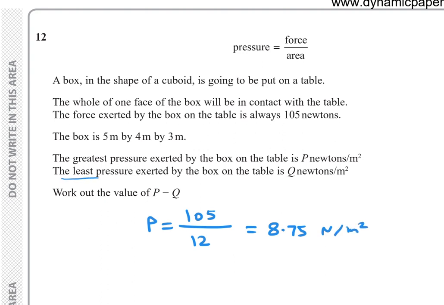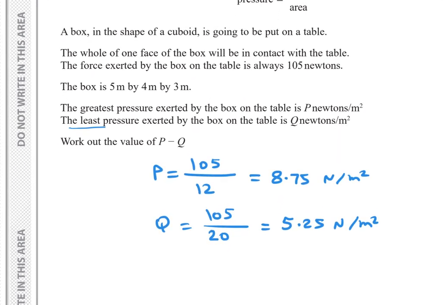And to find the least pressure, we need the greatest area. To find the greatest area, take the greatest values for dimensions, so 4 and 5. So Q equals 105 divided by 4 times 5, which is 20, equals 5.25 newtons per meter square. Now B minus Q, subtract: 8.75 minus 5.25 equals 3.5 newtons per meter square.